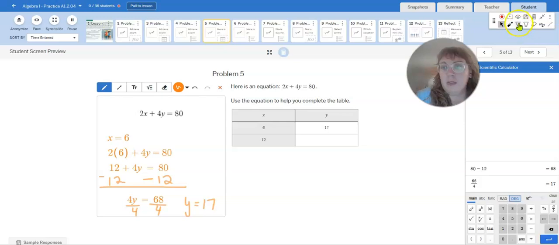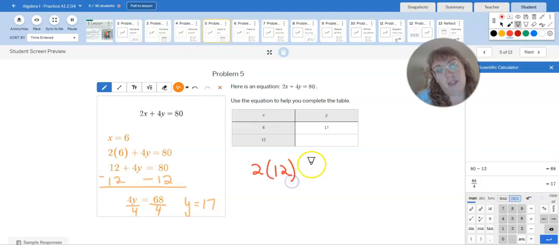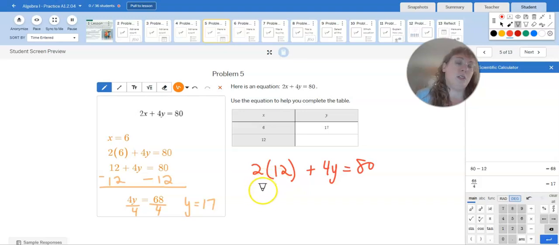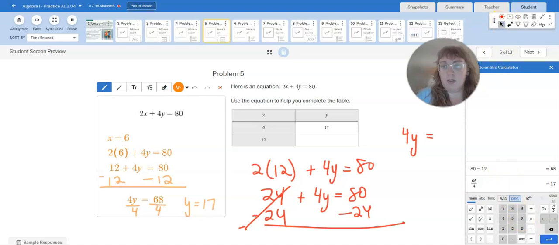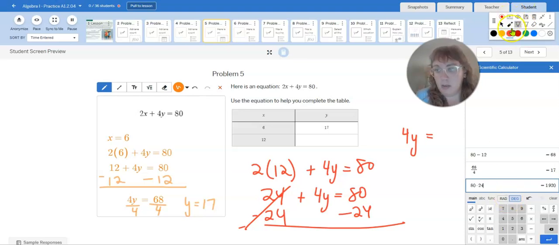The next question is wondering when x is 12. So we have 2 times 12 plus 4y equals 80. 2 times 12 is 24. Subtract 24 on both sides. And we get 4y equals 80 minus 24, not times 24, minus, 56.